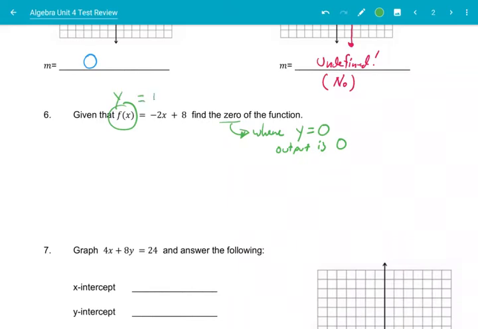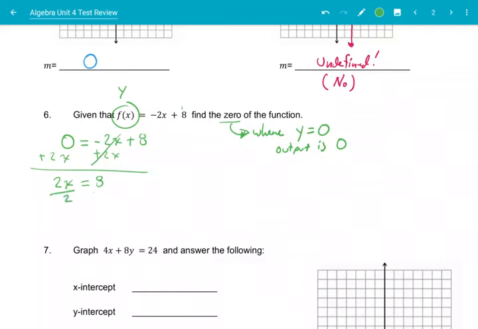Usually we have y equals mx plus b, right? This is all in the right spot. So instead of f of x, I'm going to replace it with 0. 0 equals minus 2x plus 8. So now I just solve for x. I can add 2x to both sides and it'll make it positive. 2x equals 8. Divide by 2. X equals 4. That's the 0 of the function. X equals 4. Yep, right there.